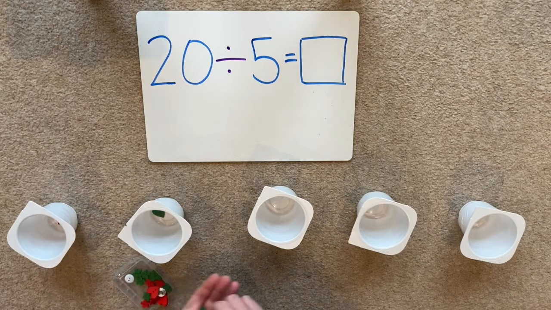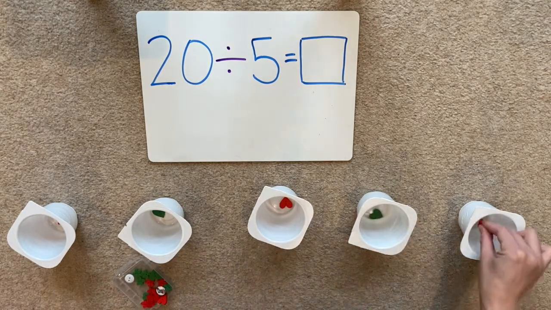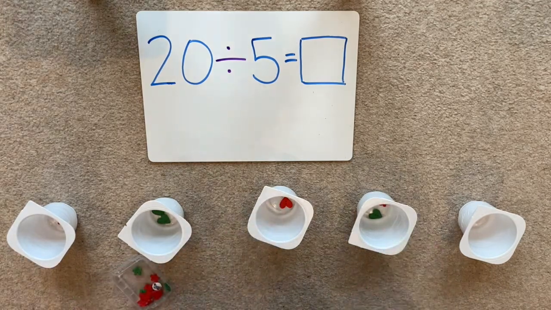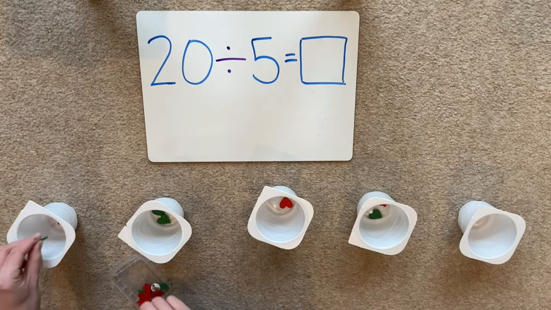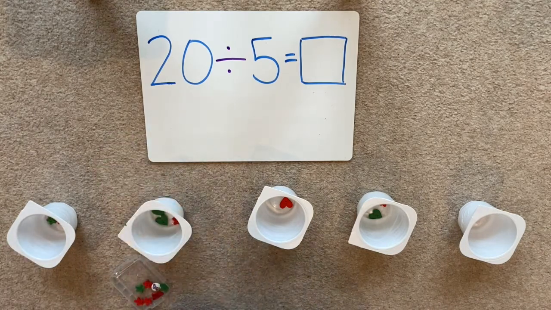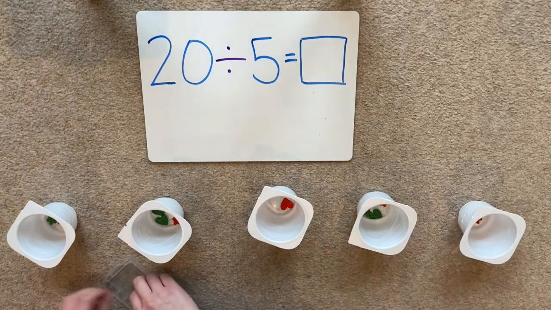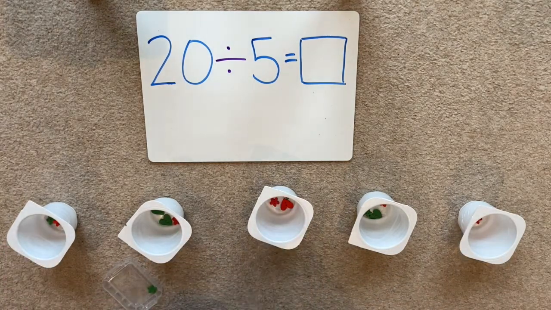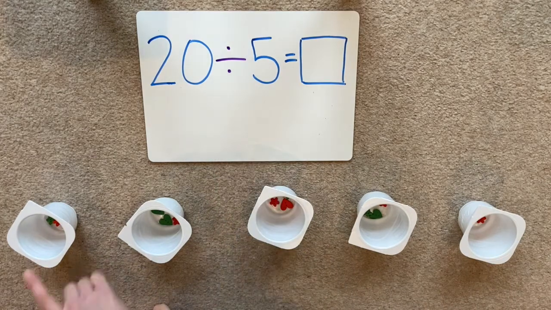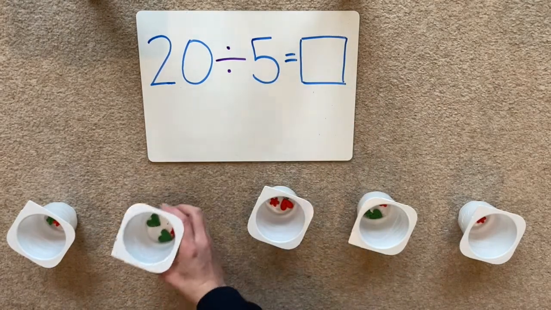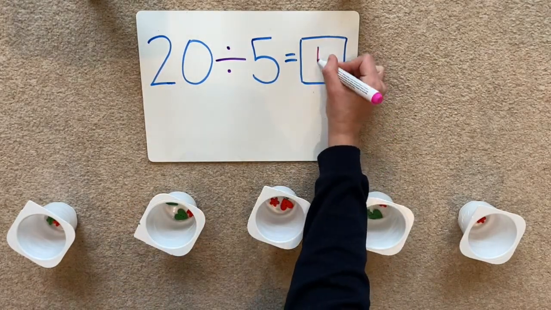20 altogether, shared between 5 groups, and each group has 4. Our answer is 4.